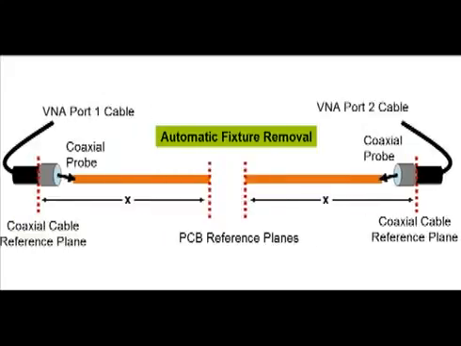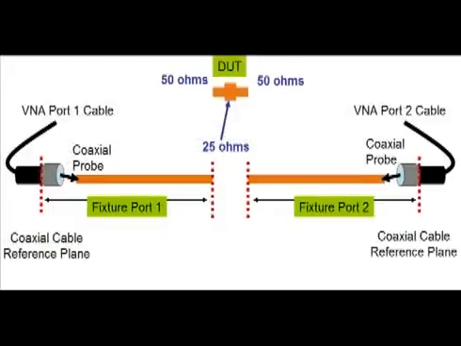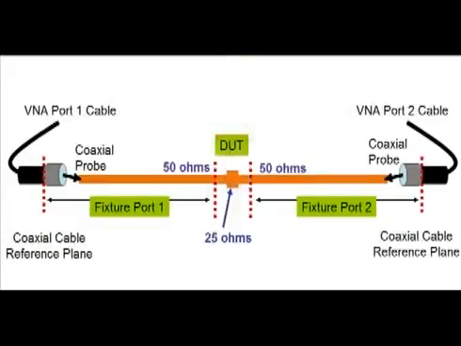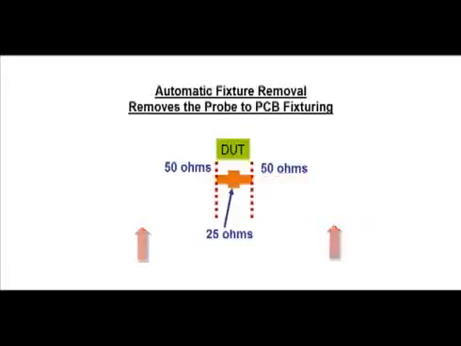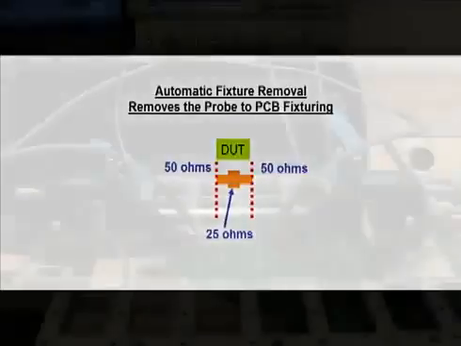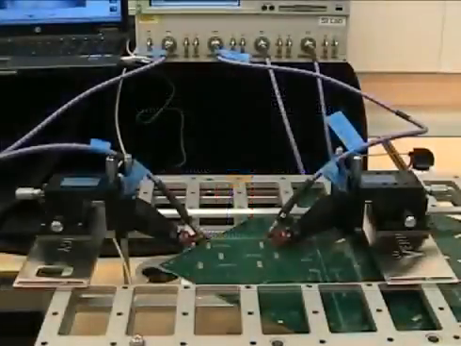Now the DUT can be inserted between the PCB reference planes at port 1 and port 2. The DUT is a simple impedance discontinuity going from 50 ohms to 25 ohms and back. The eCal SOLT removes the coaxial cables from the measurement, and then the automatic fixture removal removes the port 1 and port 2 fixturing, leaving just the DUT impedance discontinuity.